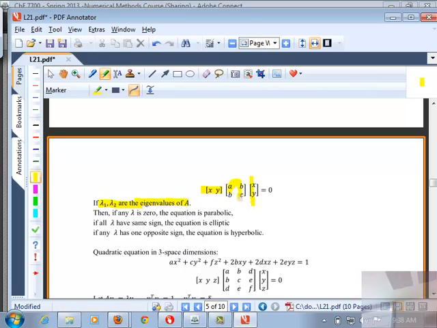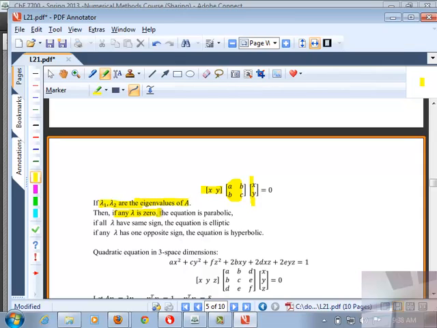Still, this classification is only a guide. There are problems where you cannot classify them. We will see why that is so. But that condition, b squared minus 4ac greater than, equal to, less than zero, is good only for that quadratic equation in 2 space dimensions. How do I do it if I have 3 space dimensions? This formulation will allow you to generalize that.